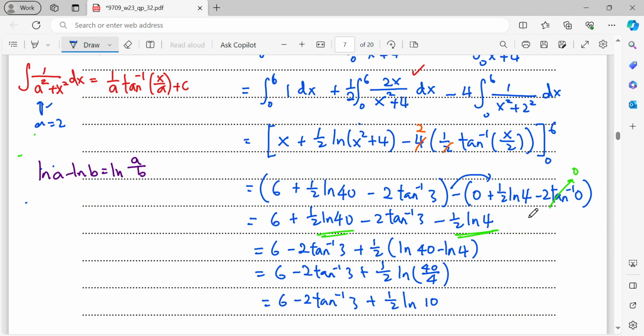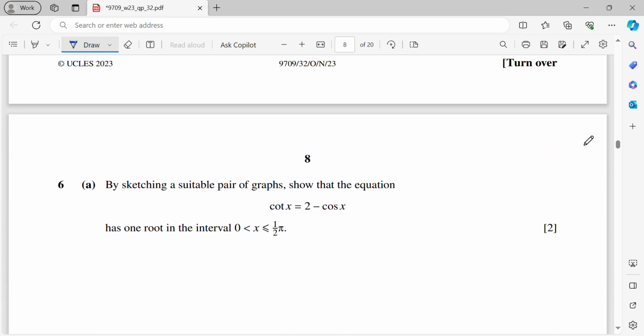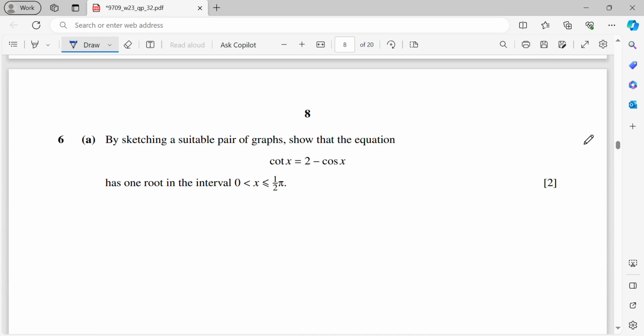Okay, so this is the integration answer. Okay, now question number 6.